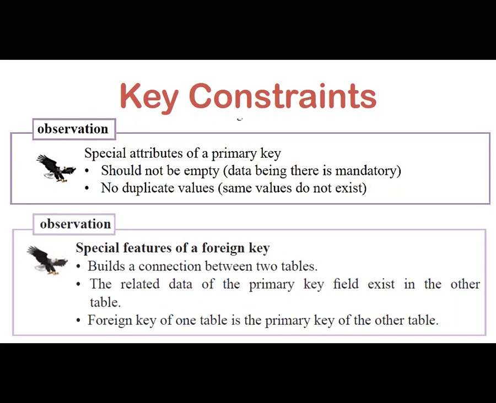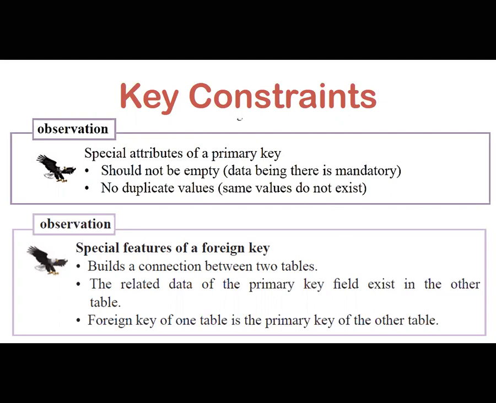What are the things you should point out? These are very special points, so please highlight these in your book also and take them into consideration. If you take key constraints, what are the key constraints? The special attributes of a primary key, which we have discussed: it should not be empty, as I discussed, data is mandatory, and no duplicate value, so it cannot have any duplicate value.